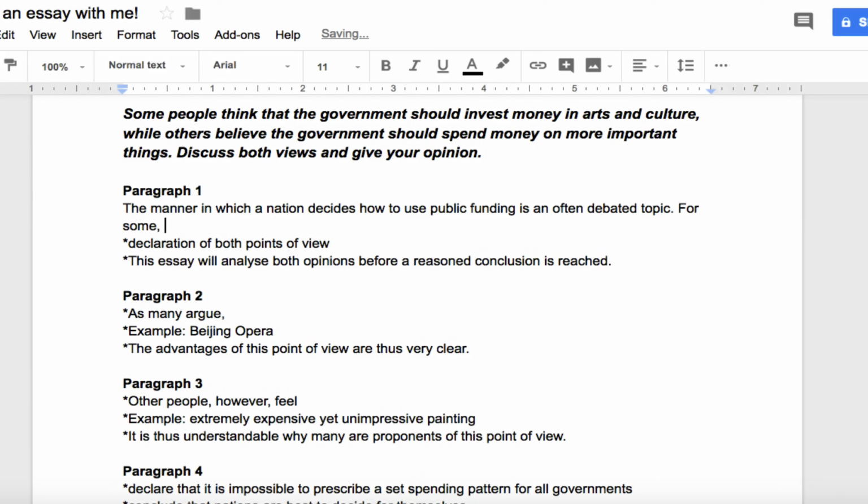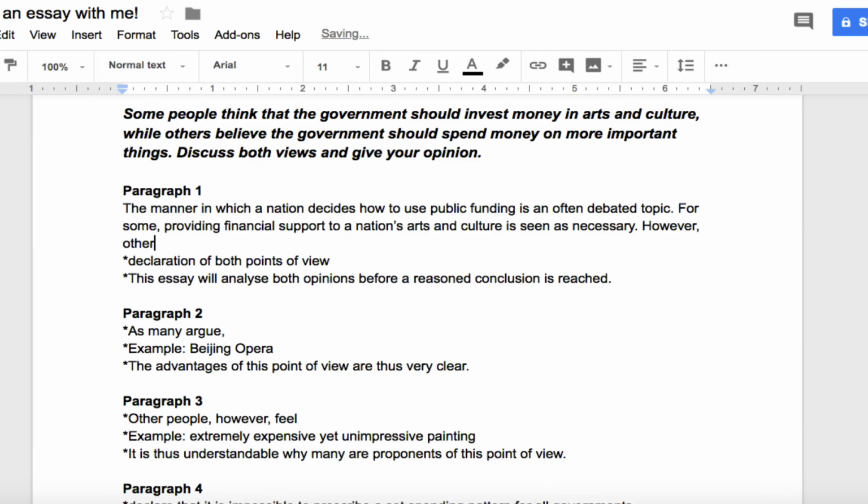So maybe for some, providing financial support to a nation's arts and culture is seen as healthy, or I'm going to say necessary. However, others feel this money is best spent elsewhere, let's say. Okay, so that's the 2 points of view that we have declared, right?